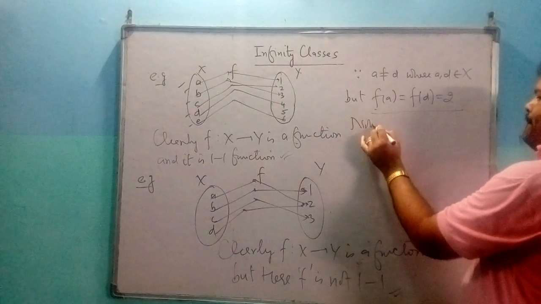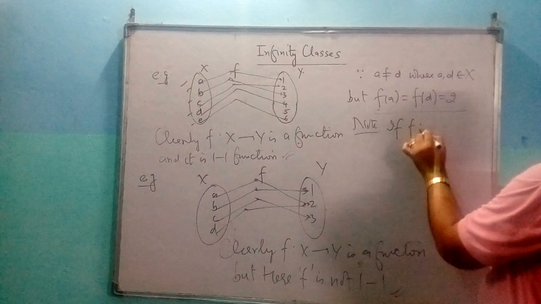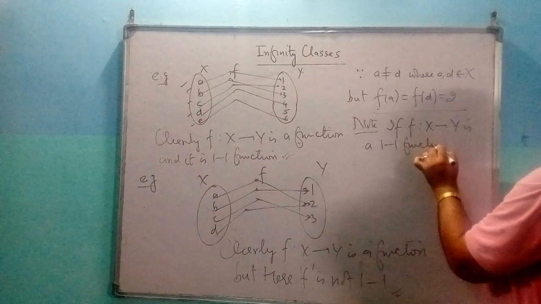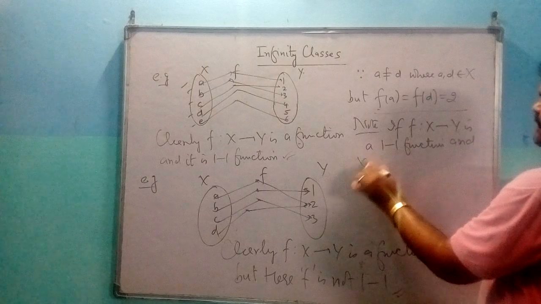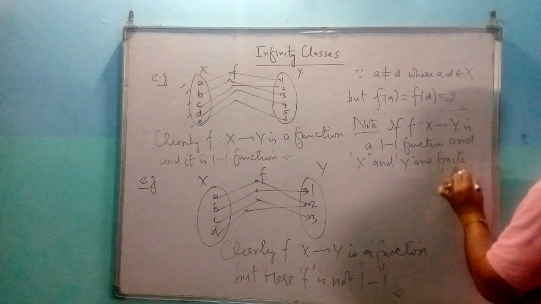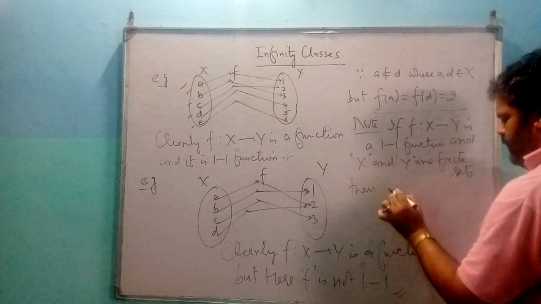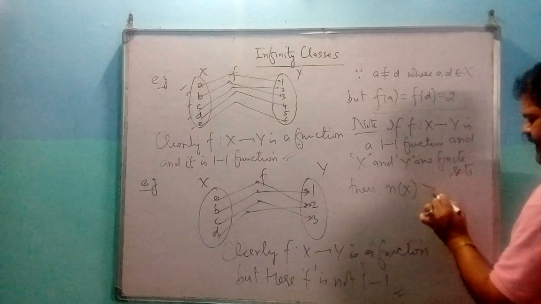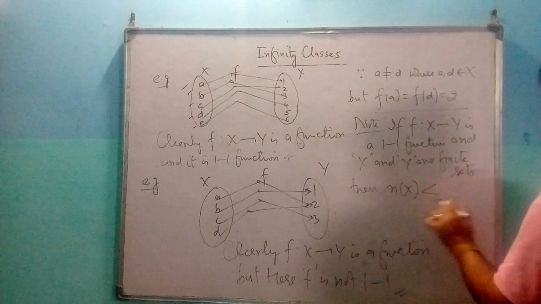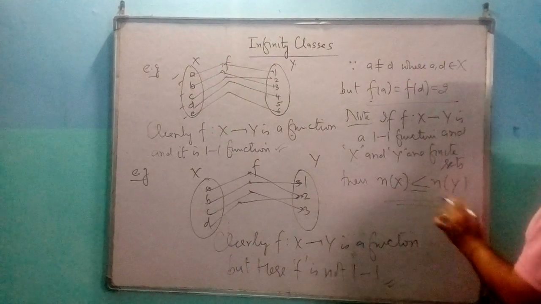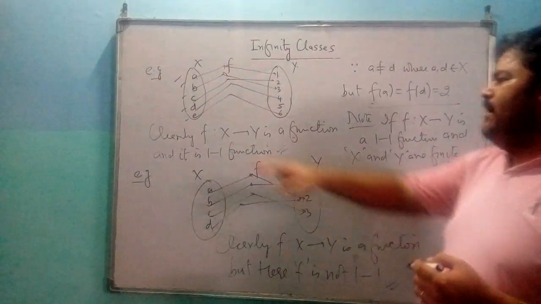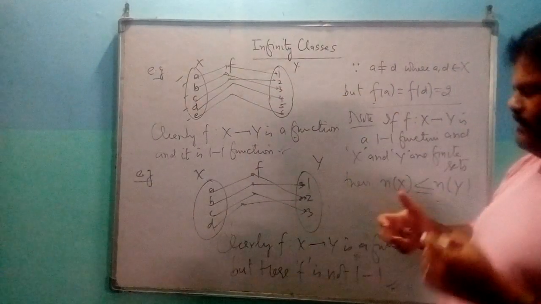Note, if f from x to y is a 1 1 function and x and y are finite sets, then number of elements in x is always less than or equal to number of elements in y. Means y में एलिमेंट हमेशा x में से ज्यादा होंगे. अगर यहाँ पे x में 5 है तो यहाँ पे y में कितने हैं? 6 है.